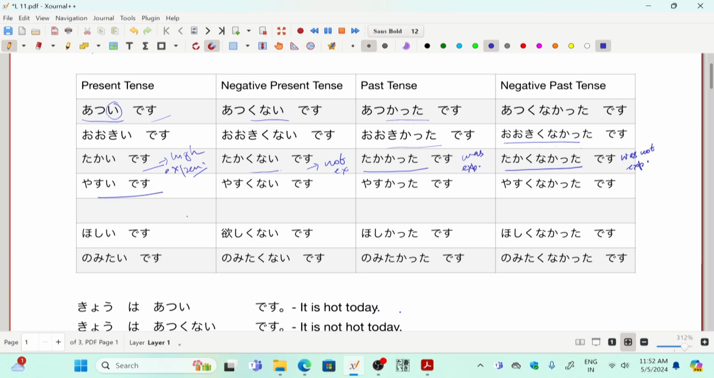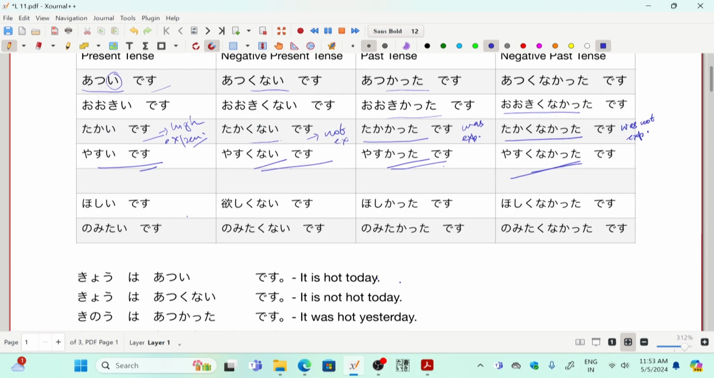Next is yasui desu, is cheap. Yasukunai desu, not cheap. Yasukatta desu, was cheap. And yasukunakatta desu, was not cheap. So present tense it is simple. We just add desu. For negative we cut E and add kunai. For past tense we again cut E and add katta. For negative past tense we cut E and add kunakatta.